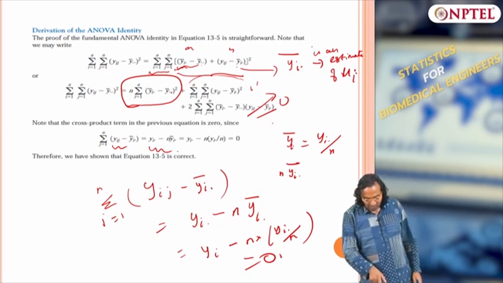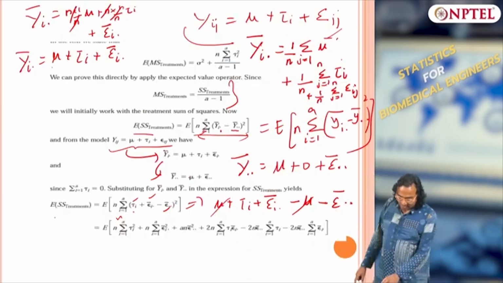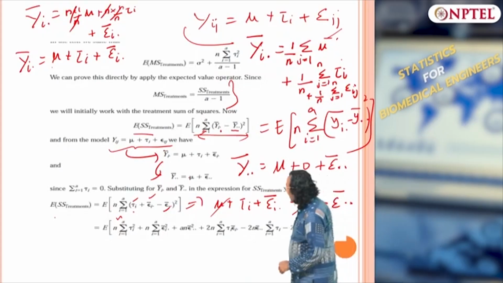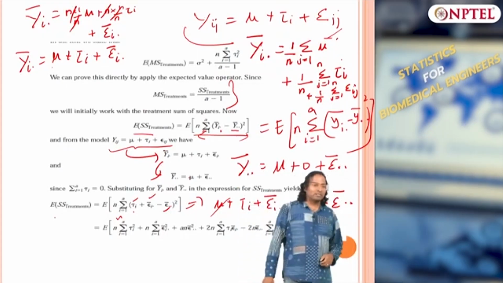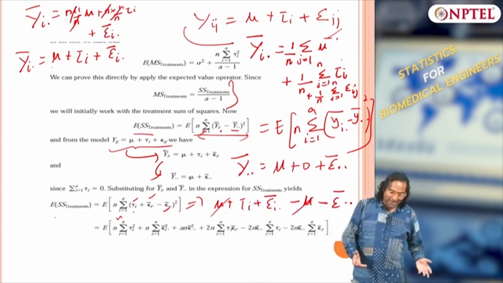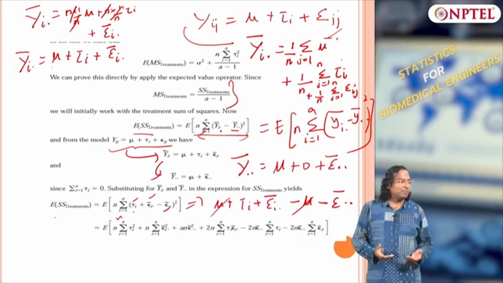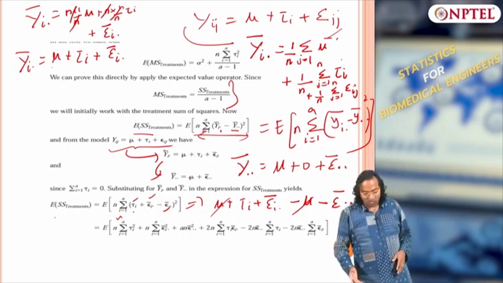So far we have said tau i plus epsilon i dot bar minus epsilon bar dot dot, the whole squared. So this is again a plus b minus c the whole squared. So 9 terms are going to be there.